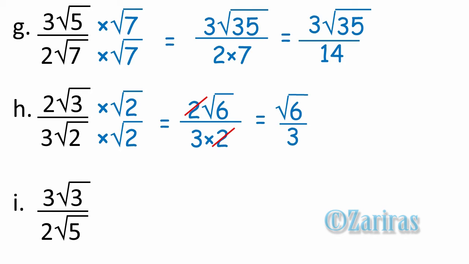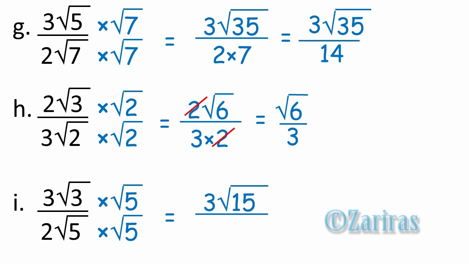Going into the next question, 3 root 3 over 2 root 5. To rationalize the denominator, we have to multiply by root 5. So the numerator also by root 5. This will be equal to 3 into 5 is 15. So 3 root 15 over 2 into 5. So next, we cannot simplify further. So we just multiply the denominator 2 into 5. 3 root 15 over 10.